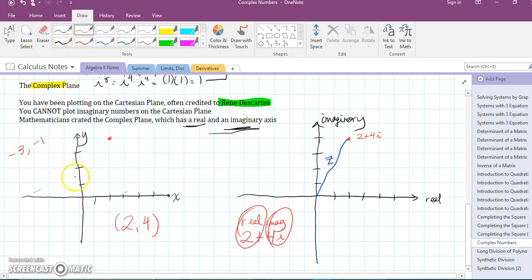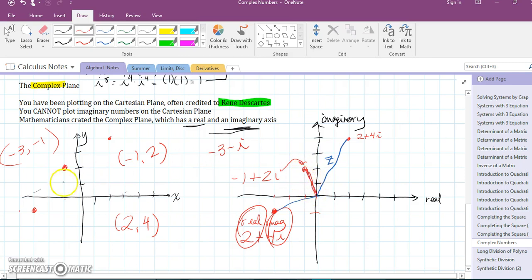If I had -3, -1, that would have been plotted there. If I had -3 minus i, which is the equivalent of that ordered pair, it'd be -3 on my real, -1 on my imaginary, and there would be the distance to the origin. And if I had -1, 2, -1, 2 is here, and -1 plus 2i would be there.